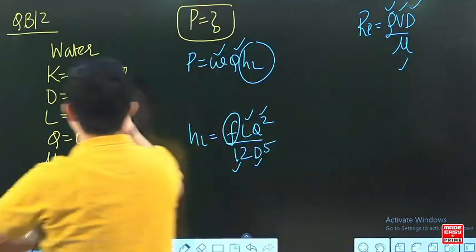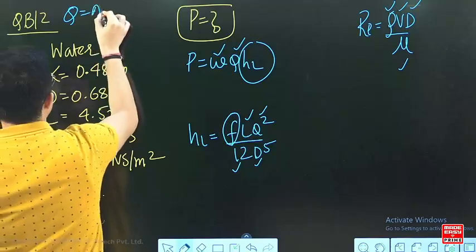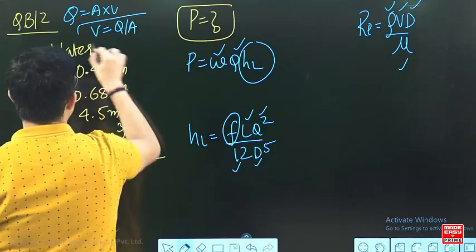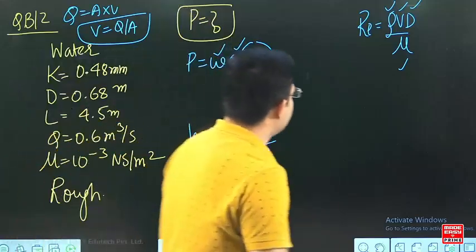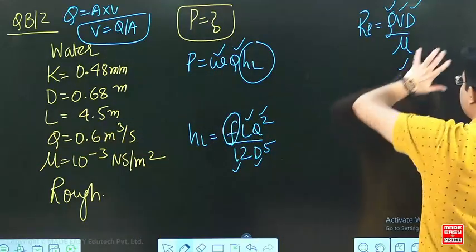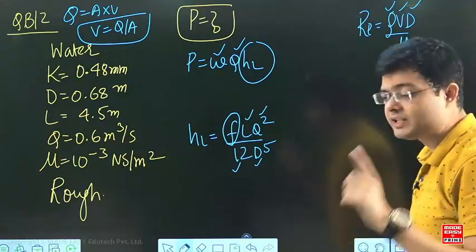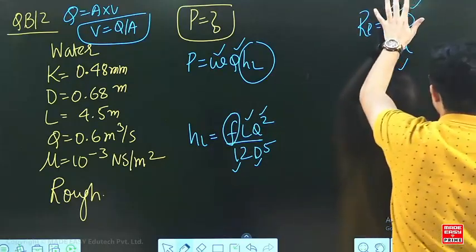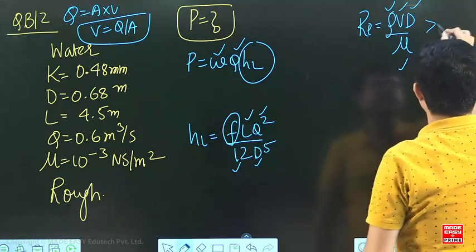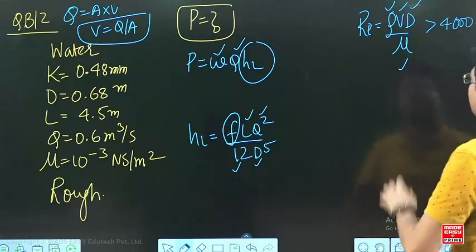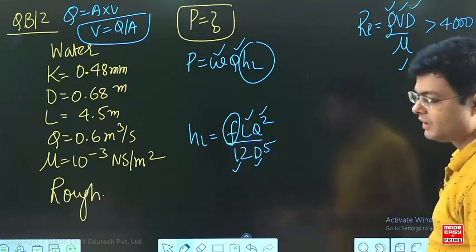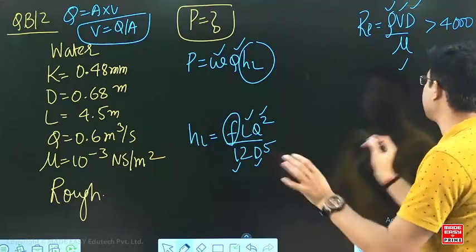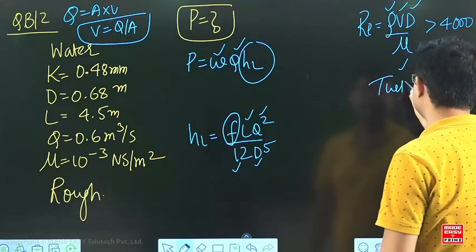How will you find the velocity? Everybody knows discharge is area into velocity. So from here you can find discharge, velocity is discharge upon area. So once you find the Reynolds number from here, beta, the calculation you have to do, I am telling you the concept. When you find the Reynolds number, you will find that it comes out to be greater than 4000. If the Reynolds number comes out greater than 4000, it proves that our flow is turbulent.